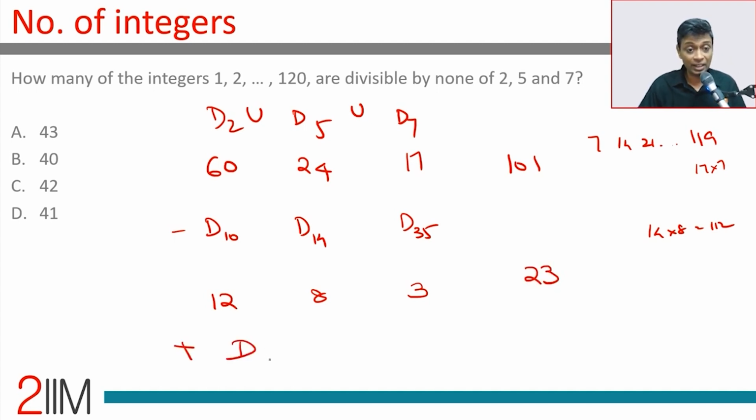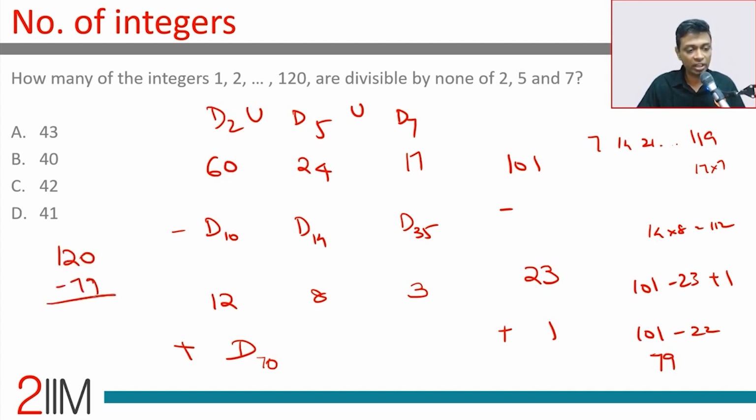We need to add all of these. D2 intersection D5 intersection D7. Numbers that are multiples of 2, 5 and 7, or numbers divisible by 70. It's exactly one number. We subtract this and add this. 101 minus 23 plus 1. 101 minus 22. 100 minus 20 is 80. This is 79. Totally 120 numbers are there. From this we subtract 79. We get 41 numbers that are divisible by none of 2, 5 and 7.